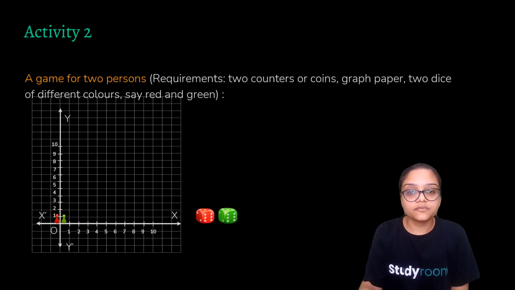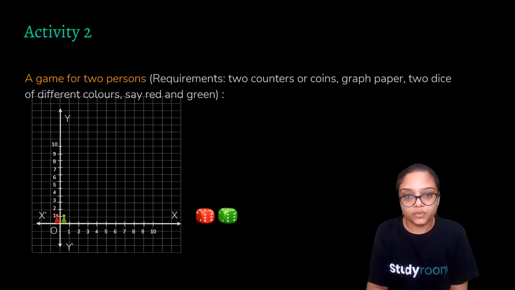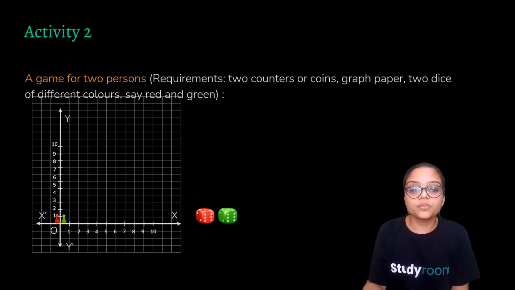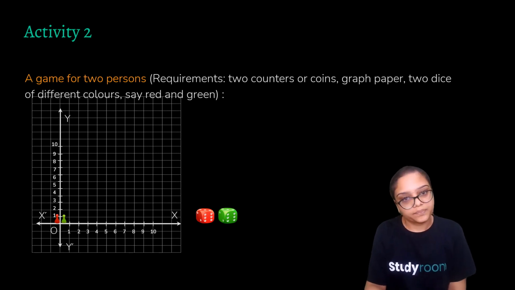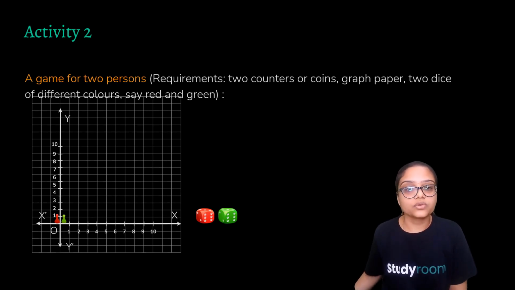Okay. Now again, for the activity, the requirements are 2 counters or coins, graph paper, and 2 dice of different colors, say red and green. Okay. So this is a simple game. Red and green, 2 colors are given, and the requirements are 2 counters or coins and graph paper. You just need to draw. So this is an activity just to show that when the dice numbers are shown, say 6 or 1, the movement of the counters would be corresponding. Okay, so this is not any problem to be solved. It's just a quick revision sort of thing, like how to draw the coordinates.